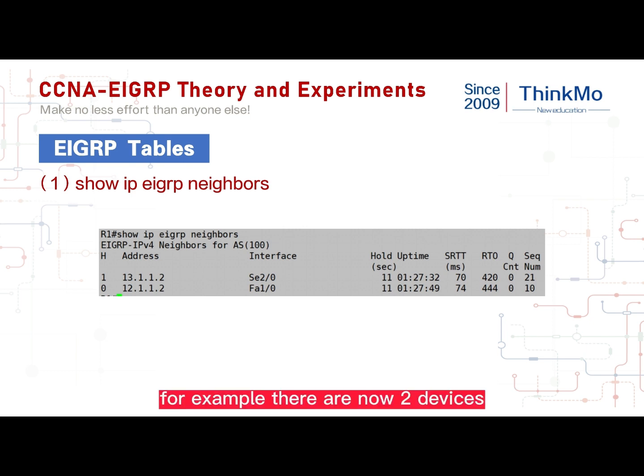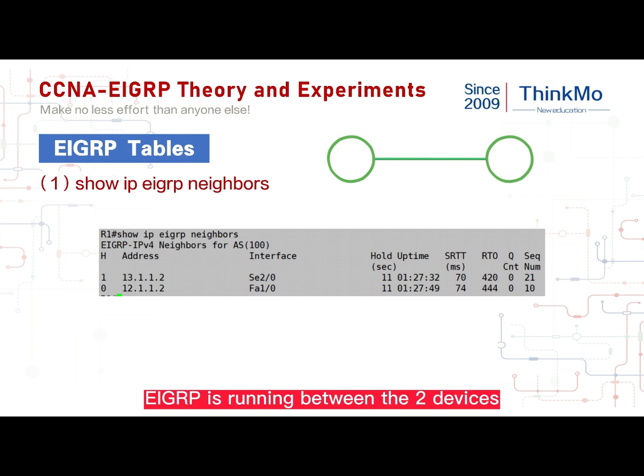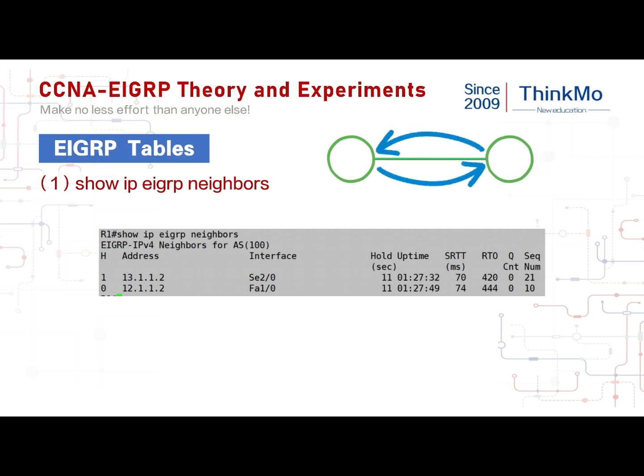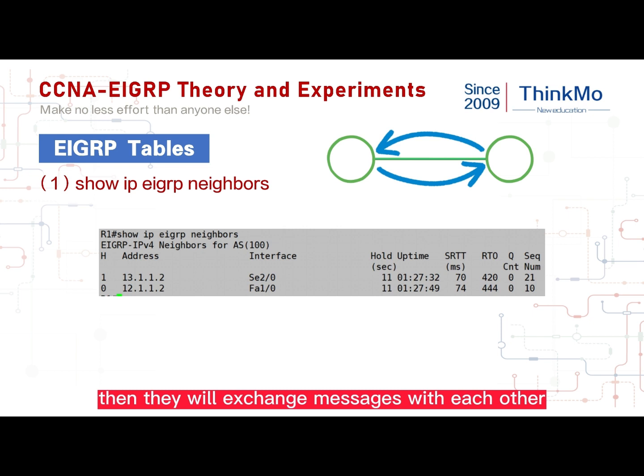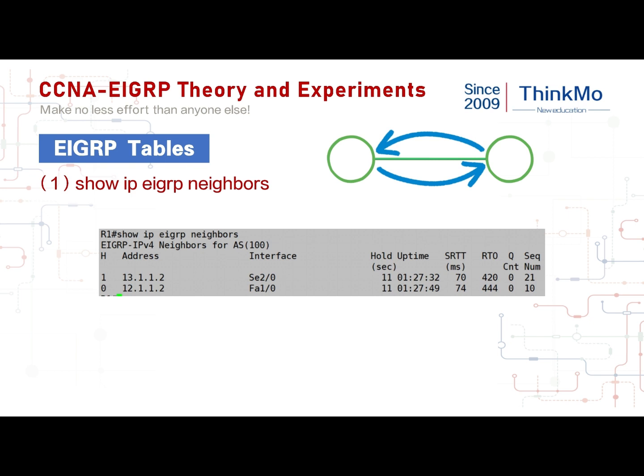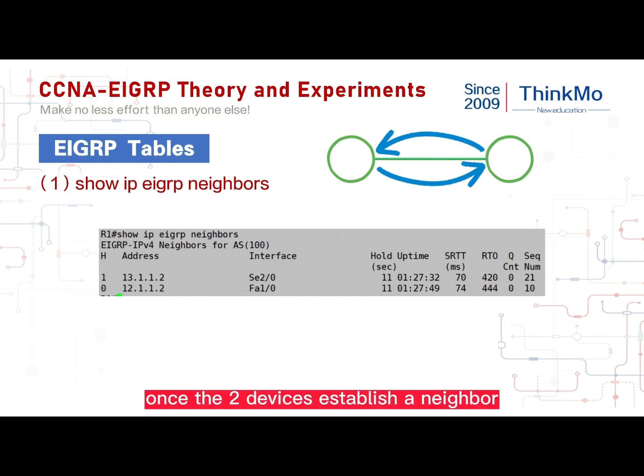For example, there are now 2 devices, and EIGRP is running between the 2 devices. Then they will exchange messages with each other. They exchange hello packets, which are greeting messages. After the exchange of this message, the 2 of them will establish a neighbor relationship. It's like you open the door and say hello to your neighbor. You 2 will be neighbors from now on. Once the 2 devices establish a neighbor, each will generate a neighbor table.